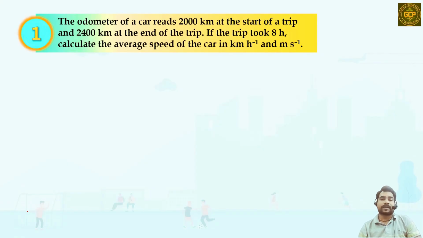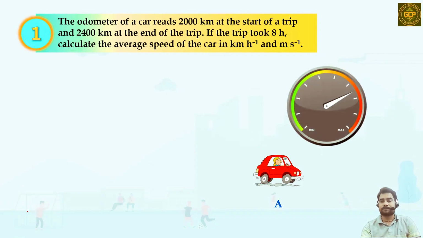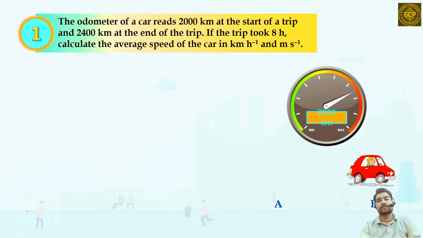The odometer of a car read 2000 km at the start of a trip and 2400 km at the end of the trip. If the trip took 8 hours, calculate the average speed of the car in kilometer per hour and meter per second. So we start our journey and the starting reading is 2000 km. So the odometer has a reading of 2000 km. After the completion of the trip, it shows 2400 km in 8 hours.